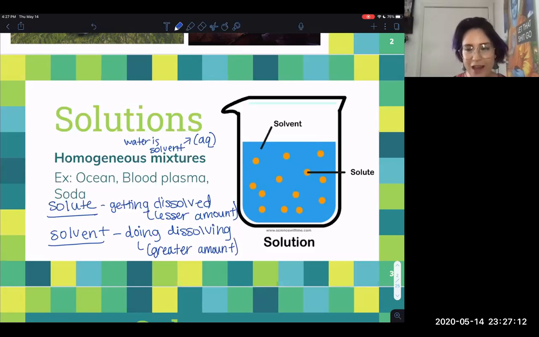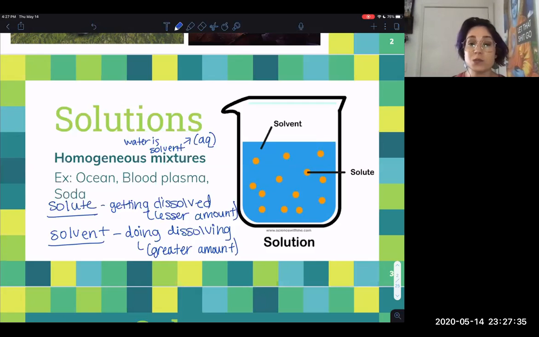So you can tell just by looking at the amounts of stuff which is your solute and which is your solvent. If you have a lot of water and a little bit of table salt, the table salt's the solute and the water's the solvent. You probably don't have a lot of salt and a little bit of water in a situation like that. So mostly your solvent is going to be the thing that's in the most amount.